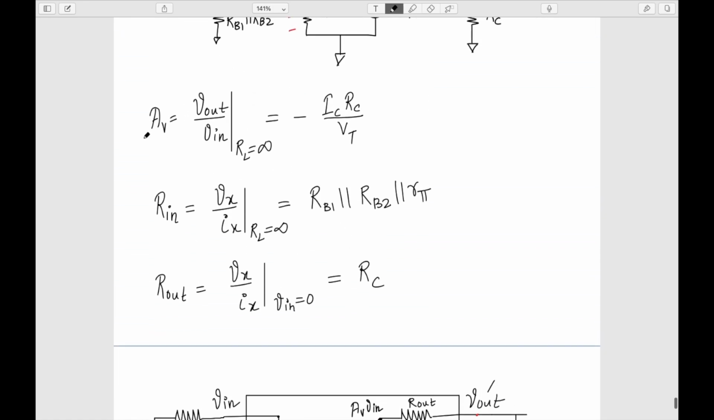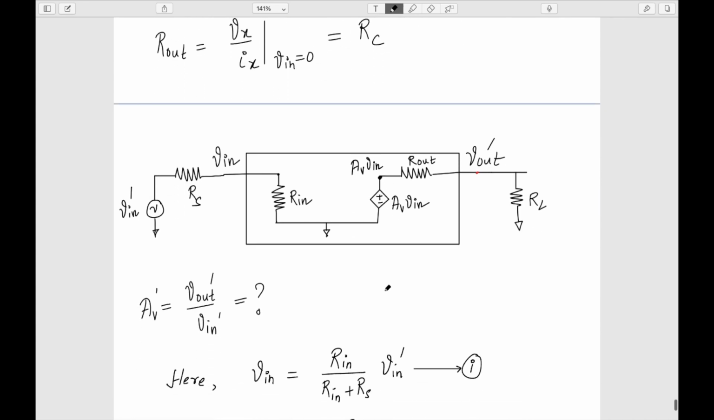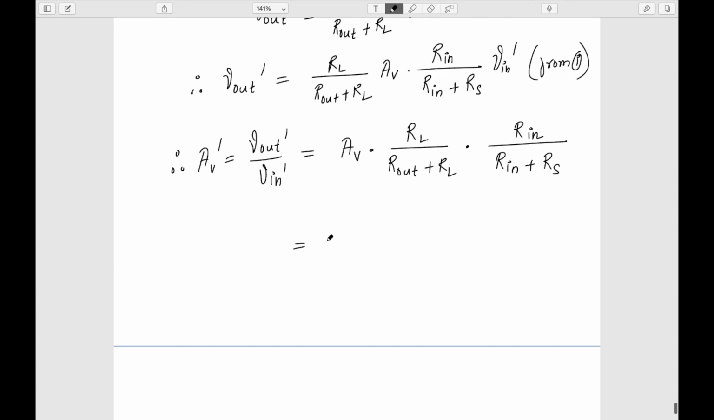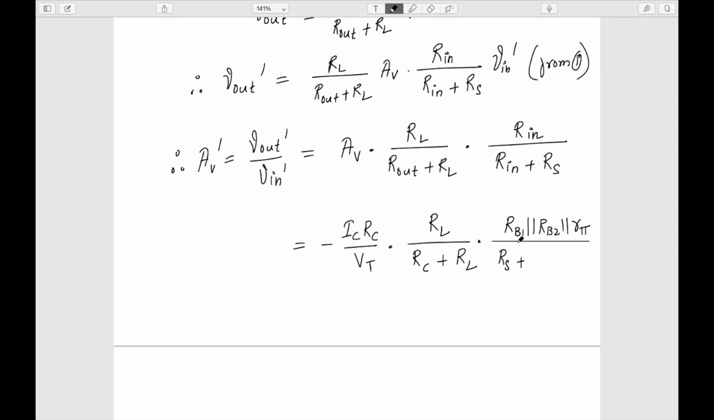So now let's substitute this RL, of course not RL, R out, R in and AV for the common emitter amplifier, okay? So the AV in this case is minus ICRC by VT, R in is RB1 parallel RB2 parallel R pi, and R out is RC. Okay, let's substitute these values, okay? So if I substitute this value, my AV is minus ICRC by VT, and in this case my R out is RC, so RC plus RL, and here I have my RL, and we know that R in is RB1 parallel RB2 parallel R pi, and R in is again, I am just rearranging it, I am bringing the RS this side, so again it is RB1 parallel RB2 parallel R pi, okay?